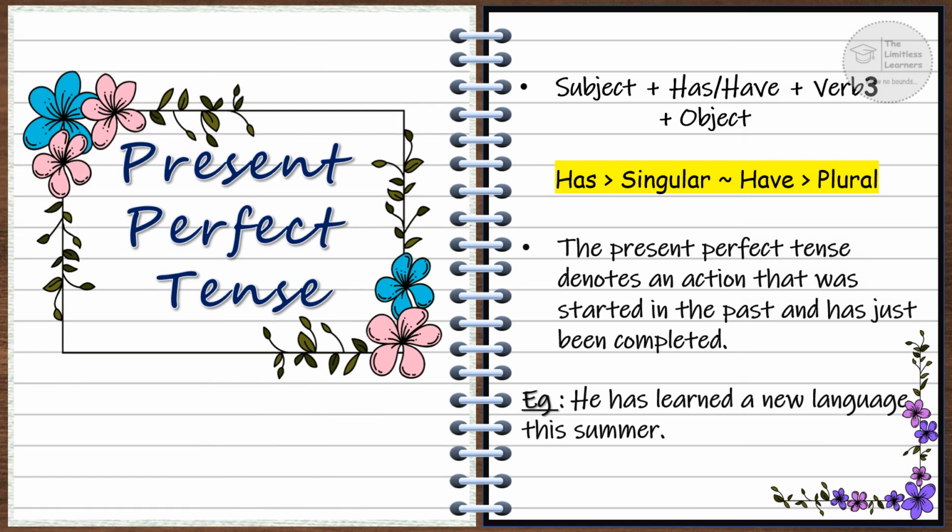3. Present perfect tense. Subject plus has, have, plus verb third form, plus object. Remember, has is used for singular, while have is used for plural. The present perfect tense denotes an action that was started in the past and has just been completed. Example: He has learned a new language this summer.